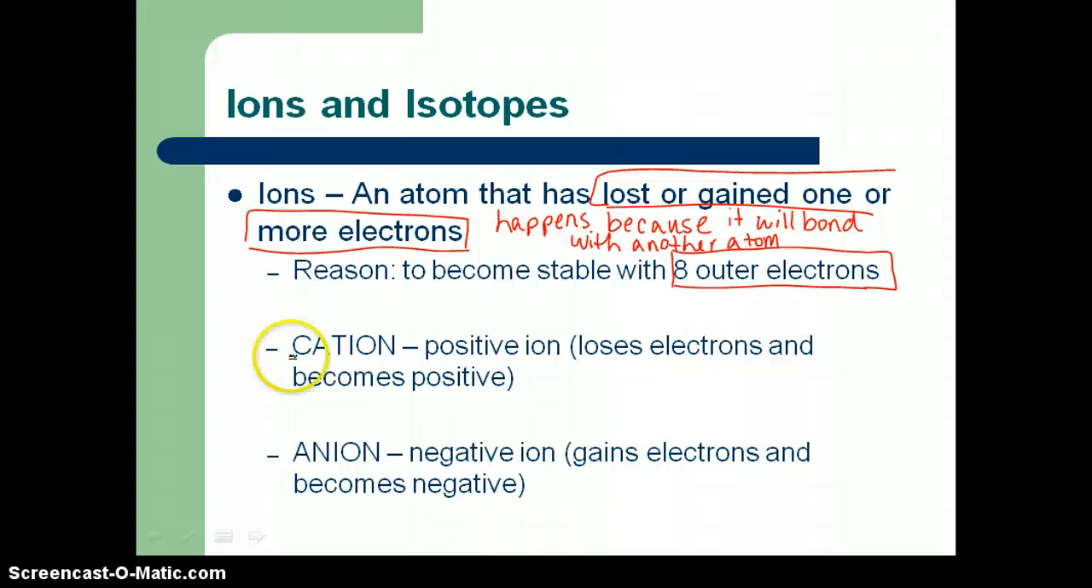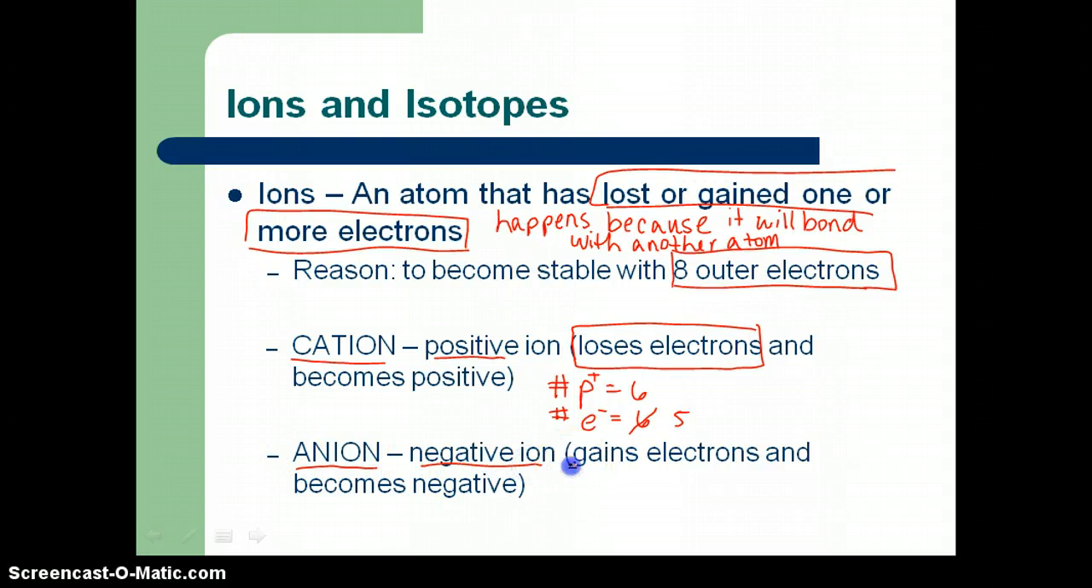There are two types of ions. You can have a cation, which is positive, and that means it has lost an electron. If you lose a negative, so if we had number of protons equal to 6 and number of electrons equal to 6, and it lost an electron, so now we have 5, the entire atom is now positive because it has one extra proton. Anions are negative ions, and that means it gained an electron. So if instead of losing an electron, we gain an electron, then we now have a negative charge because we have one extra electron.